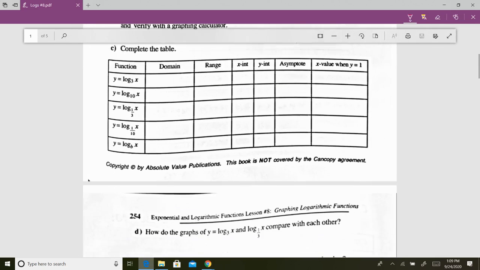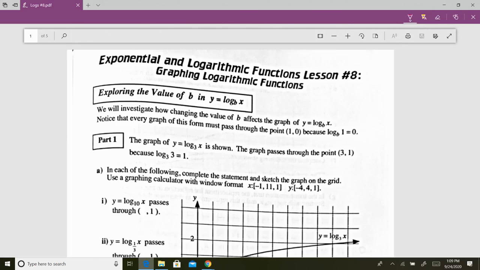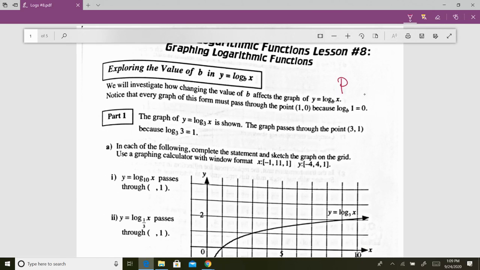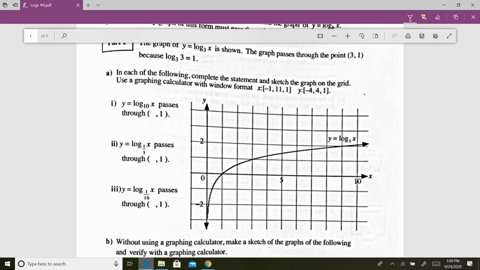Okay, we're on page 253. This is going to be very quick. So, how do log graphs relate to exponentials? They are the inverse of each other, correct?